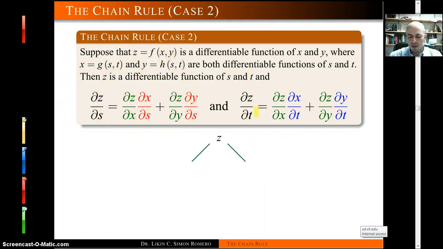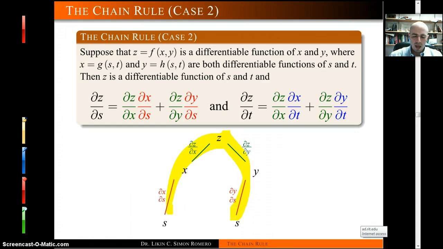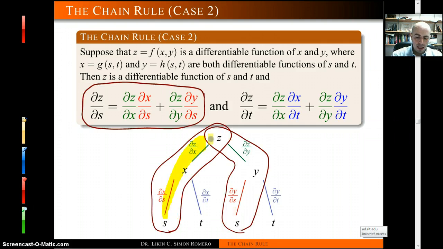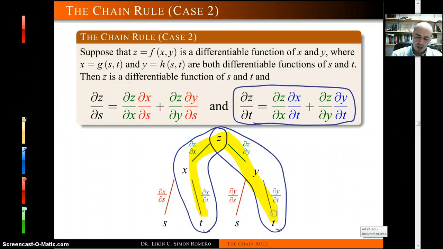So again, c depends on two variables, x and y. And both x and y depend, let's say, on s. So how much c depends on s is just given by these particular two branches, using case 1. And the same thing for t. So notice that taking these two branches gives you the partial derivative with respect to s, and taking these two branches gives you the partial derivative with respect to y. I'm sorry, with respect to t.